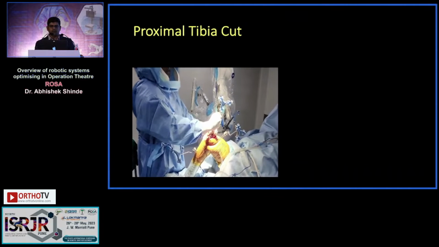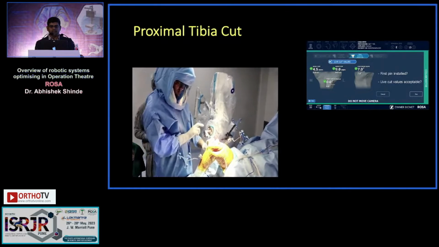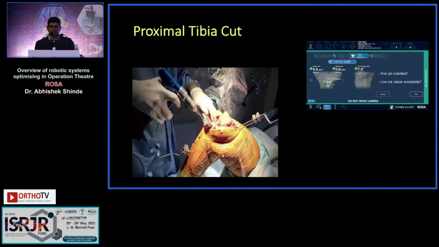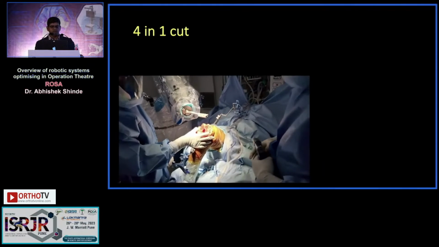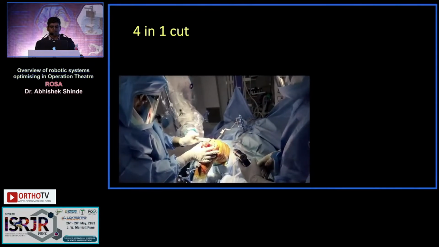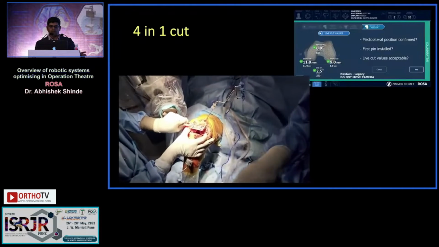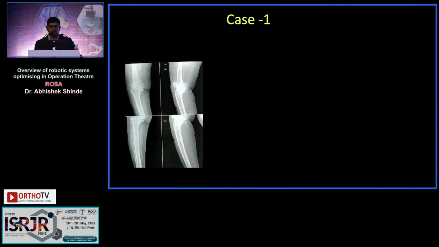Then again, a proximal tibial cut. The jig will come and sit automatically, and you just have to confirm whether the live cuts values are okay, and then do it. This is the 4-in-1 jig. Once that is done, you have to see the live cuts values, and then you can go through the trial and see post-op how much varus correction you have achieved on table.